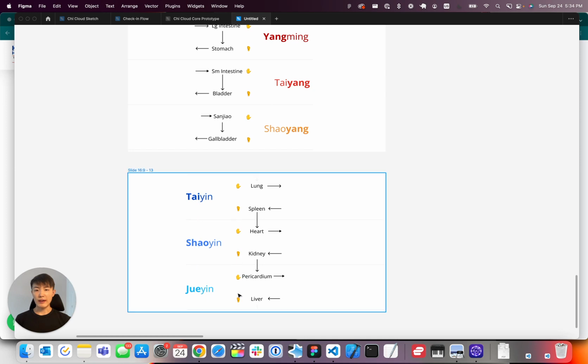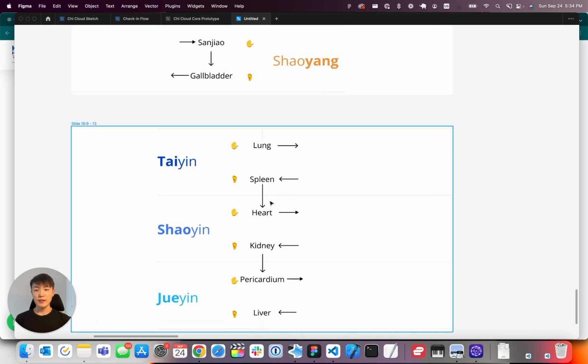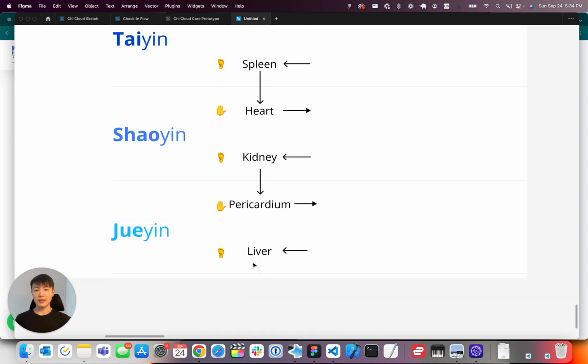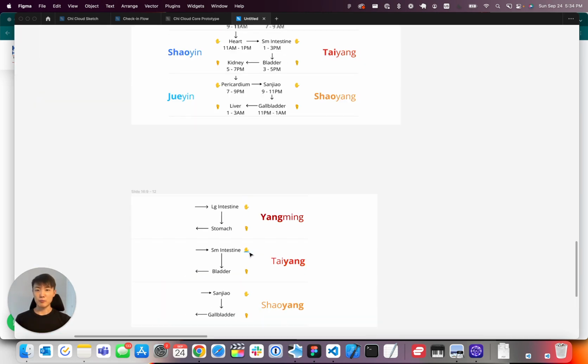On the other hand, we have the interior part of the organs. So we have the yin organs. So that's lung, spleen, heart, kidney, pericardium, and liver. And so if you think about all of these organs, they're all kind of spongy. They're not really hollow, and they have something to do with filtering or holding, or it's a very dense material, and so it's not hollow. It's a yin organ, and so therefore a yin meridian.